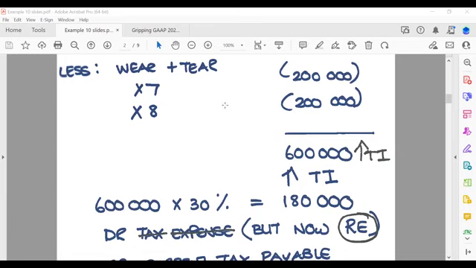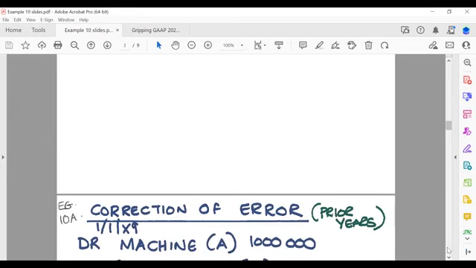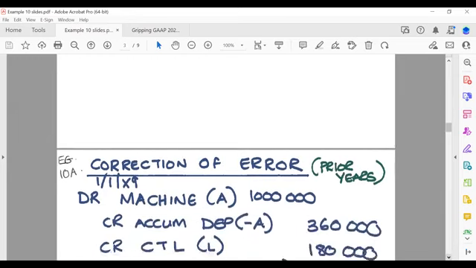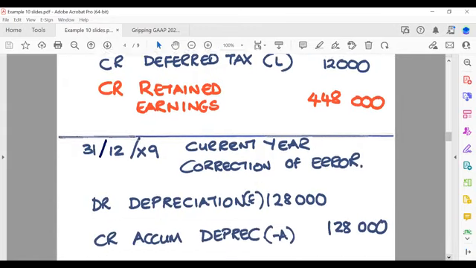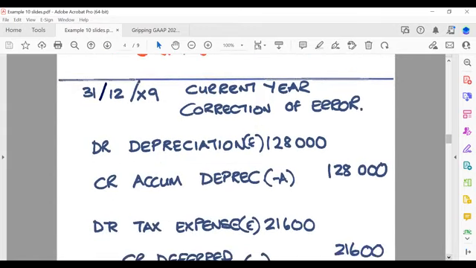Okay, let's move on to the current year now, which is much easier because we've done a lot of the workings already for the current year. So if we move on to the current year, I'll just scroll down on my slides. I've repeated the journal entry for you here for the previous years. Now we're going to look at the current year.